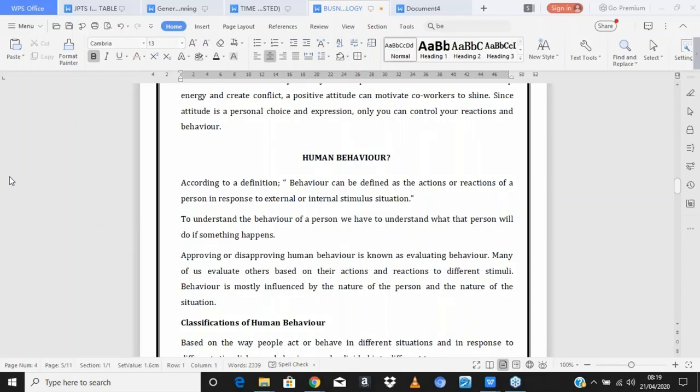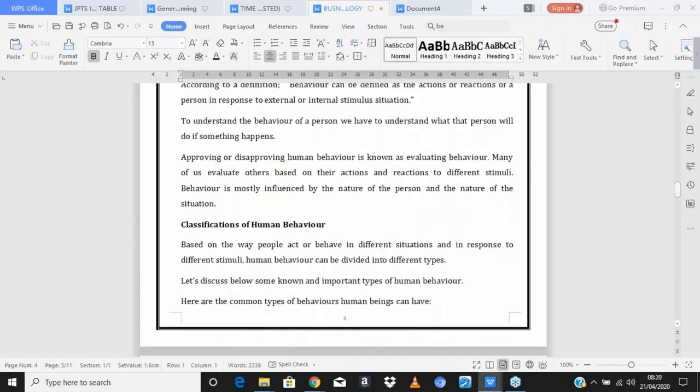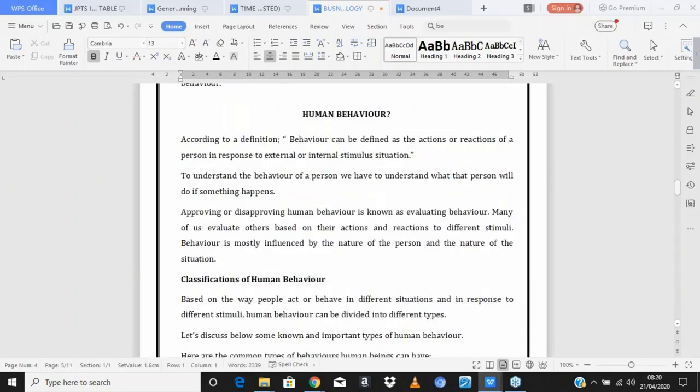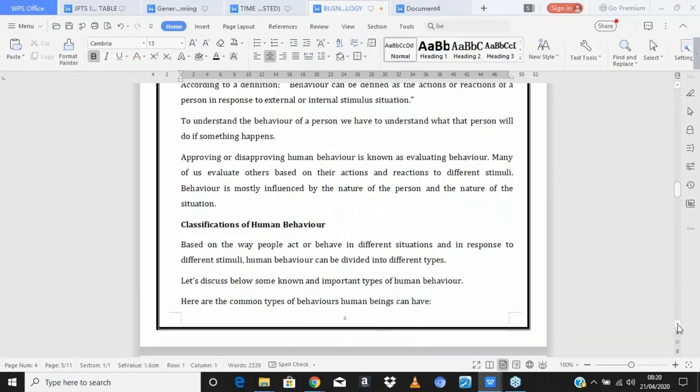Okay, and it's not just looking at how people act, but we need to understand the reason why they acted that way. So approving or disapproving of human beings is going to be based on your understanding of the reasons why they took their actions. Now, you cannot understand business psychology if you do not understand human behavior, because human behavior is going to help us understand why people take actions and learn to respond to those actions very appropriately.